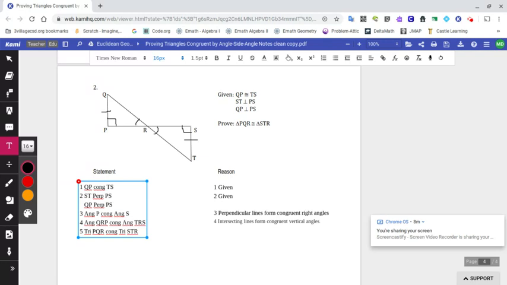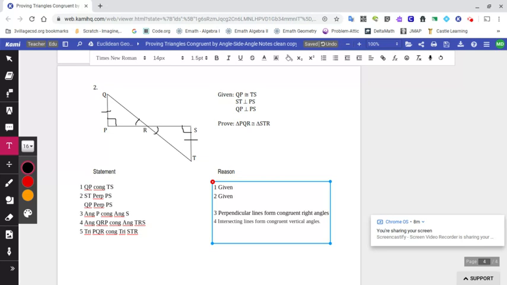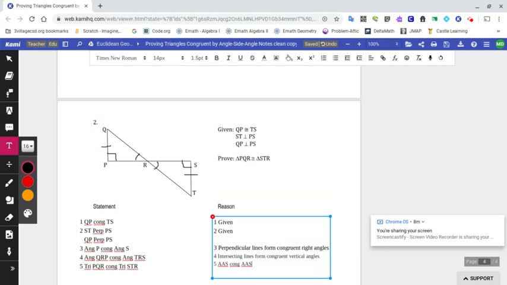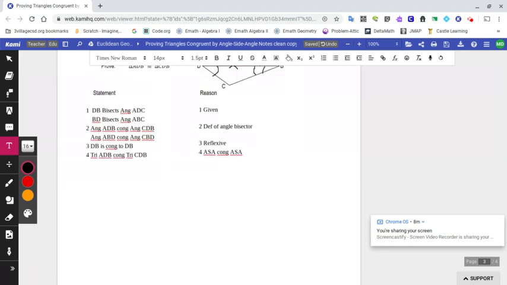And we showed that by angle, angle, side congruent to angle, angle, side. So that's it. Again, that's angle, angle, side because of where the parts lie with respect to each other. The side is not between the two angles. The other one was angle side angle because the side was between the two angles.